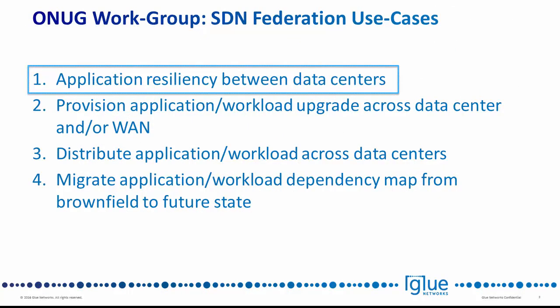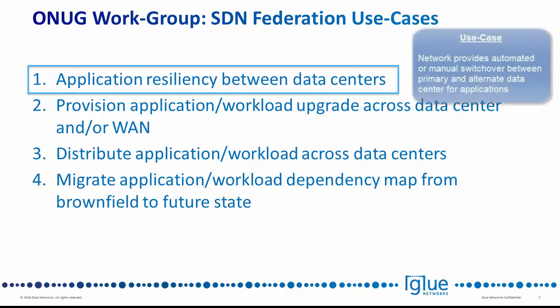The SDN Federation Working Group has defined 4 use cases primarily related to how applications and services are managed across the network and data center infrastructures using the control layer made up of SDN controllers and orchestration platforms. This proof of concept is demonstrating use case number 1, which describes application resiliency between data centers.